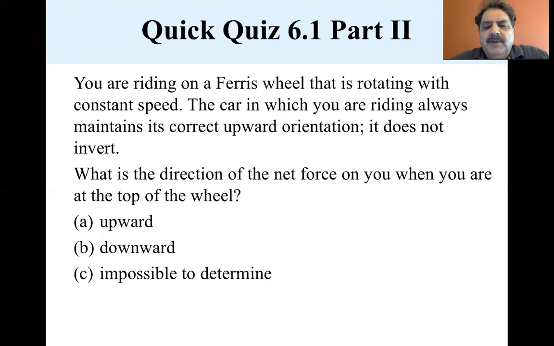Now, same problem. You're riding on a Ferris wheel that is rotating with constant speed. The car in which you are riding always maintains its correct upward orientation. It does not invert. What is the direction of the net force on you when you are at the top of the wheel? The net force, not the normal force, the net force. Well, it's downward. Again, unless you're flying off the seat, it's downward.